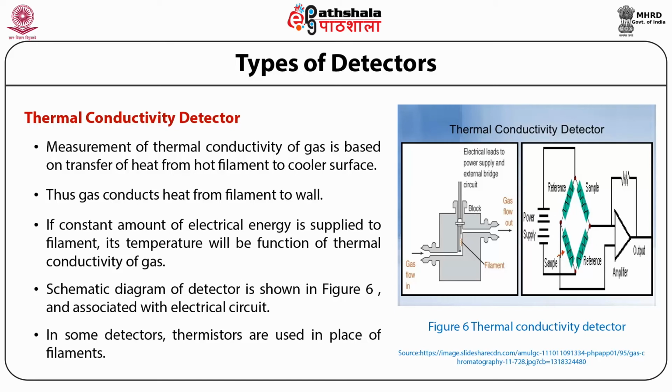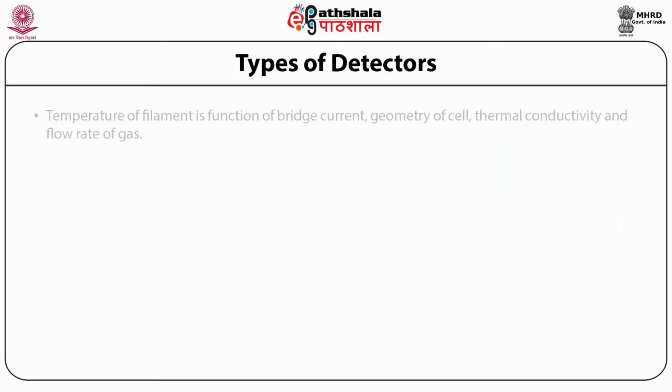In some detectors, thermistors are used in place of filaments. Thermistors are somewhat more sensitive than filaments below 100 degrees centigrade, but the reverse is true above 150 degrees centigrade. The temperature of the filament is a function of the bridge current, the geometry of the cell, and the thermal conductivity and flow rate of the gas. Increasing the bridge current will increase the running temperature of the filament and increase the sensitivity, but the filament will burn out sooner.